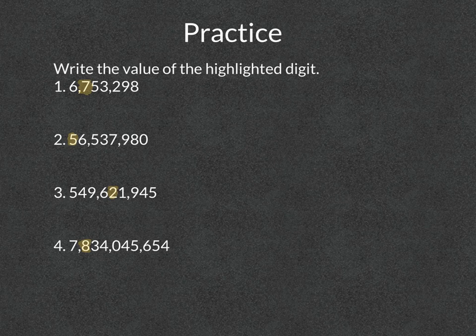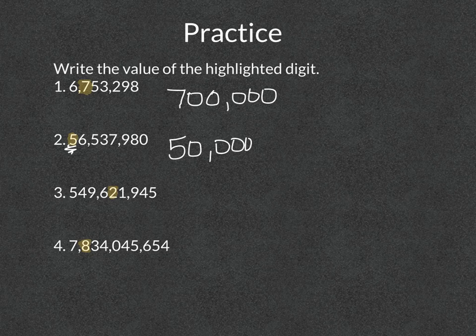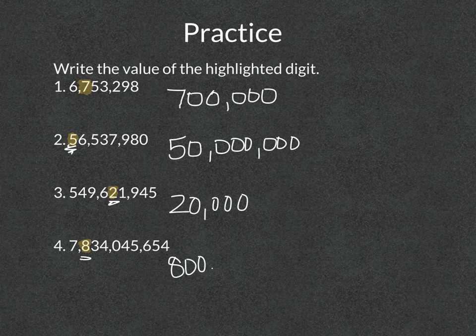Okay, so we're going to write the value of the highlighted digit. So for this example, the 7 is highlighted, so 7 is really worth 700,000. This 5 right here is really worth 50 million. The 2 is worth 20,000. And the 8, that one is worth 800 million. Okay, let's go to the next slide here.